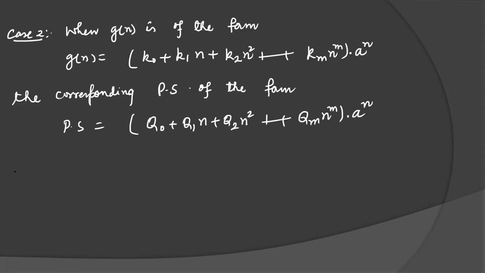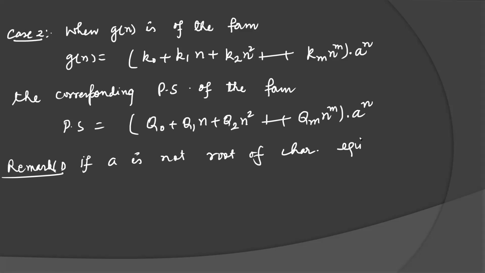Here 2 points are very important. Remark 1: this case 2 is valid if a is not a root of the characteristic equation. If a is a root of the characteristic equation, this form will not be valid. The particular solution form will not be valid. What will be remark 2 here?